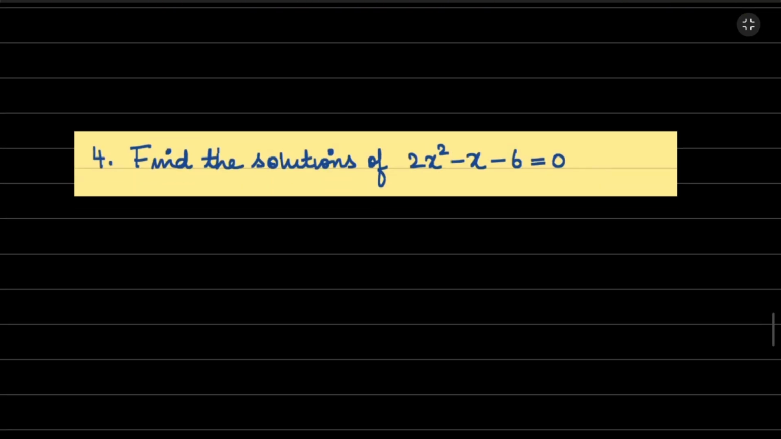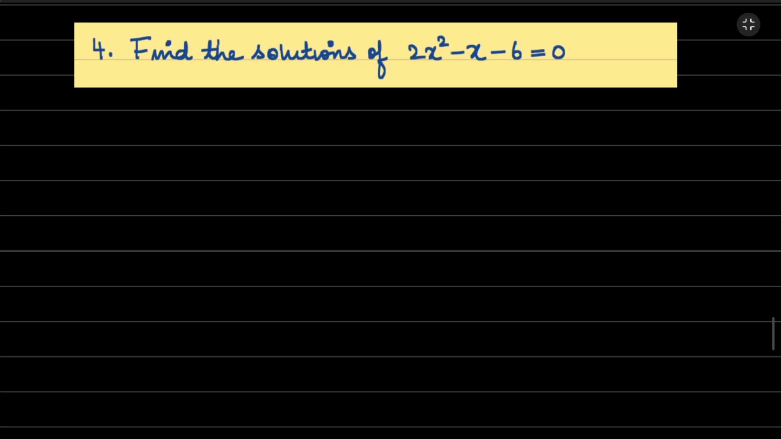Find the solutions of, you are given a quadratic equation. What do you mean by finding the solution? That means find out the value of x which satisfies this equation. Okay. So what is the given equation? 2x square minus x minus 6 equal to 0.